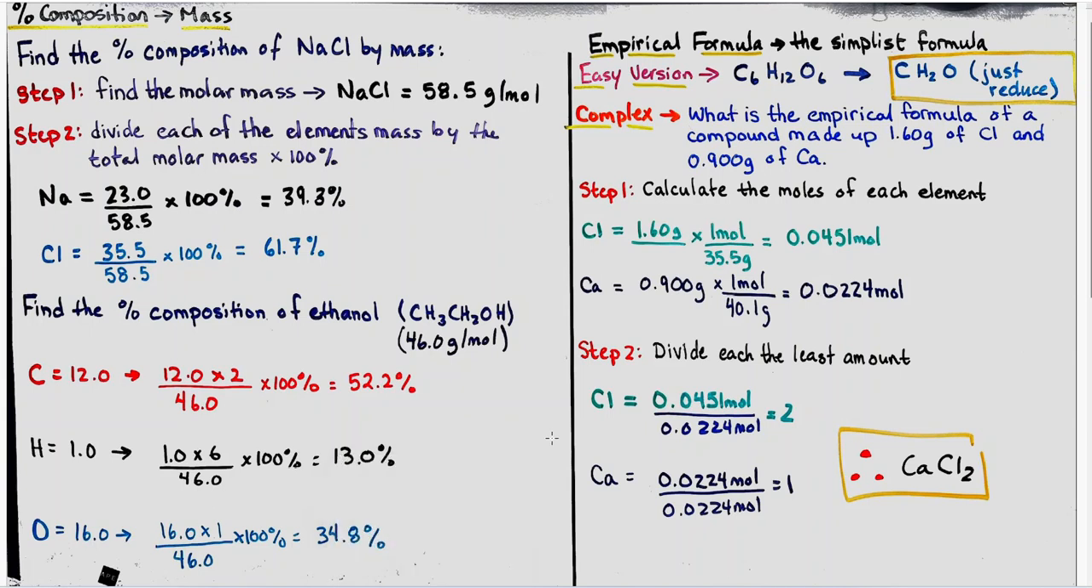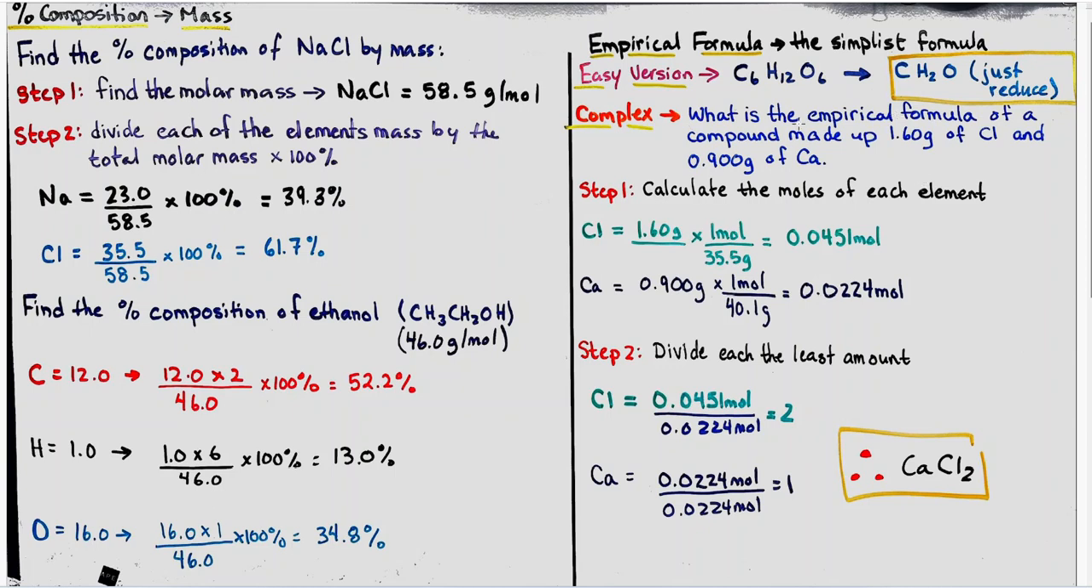Empirical formulas, on the other hand, talk about the mole. Basically, an empirical formula looks at the most reduced, easiest, simplest version of a formula. So the easiest version is I take something like C6H12O6 and I just reduce it down. So the empirical formula for glucose here is just CH2O. You just reduce it. But a lot of times we don't know what the formula is, but we do know what the masses are because we've gone through some experimentation.